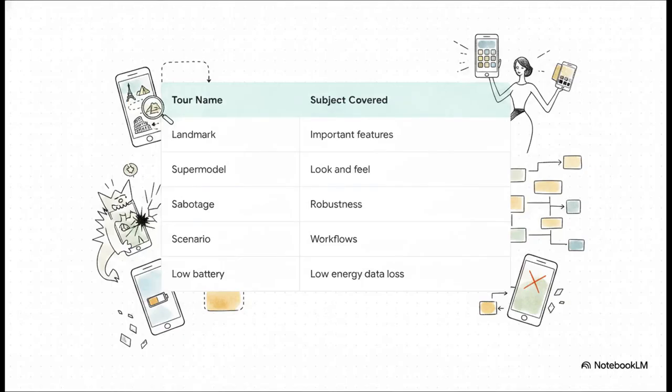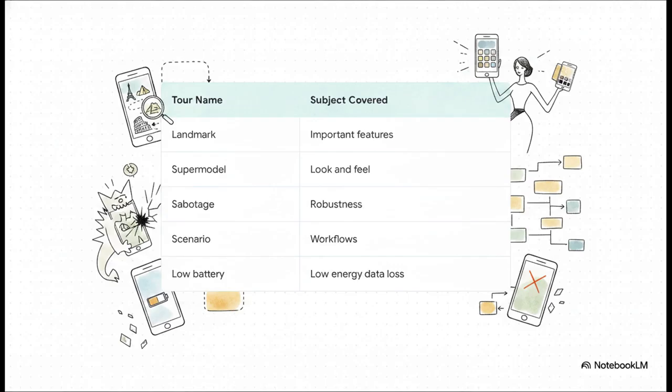The ISTQB syllabus uses some incredibly memorable metaphors to define these tours. For instance, the landmark tour means you act just like a tourist visiting a new city. You only visit the biggest, most important core features of the app. The supermodel tour? Well, you aren't testing functionality there at all. Your entire focus is just on the look, the feel, and the usability. Are the buttons aligned right?